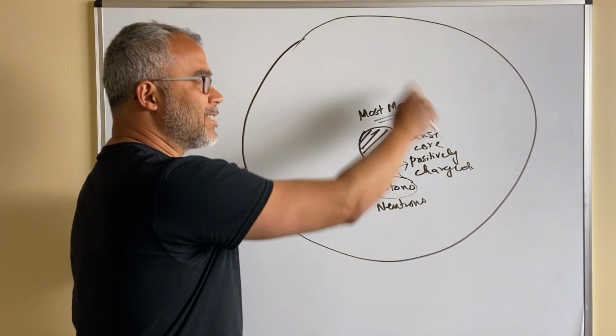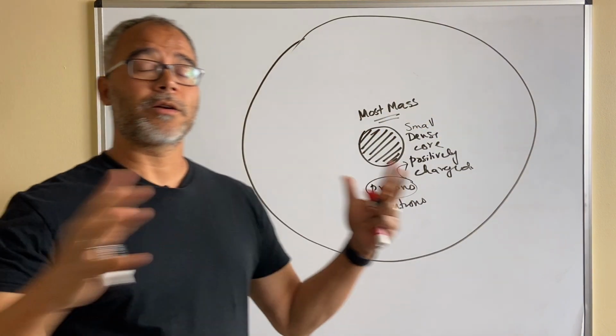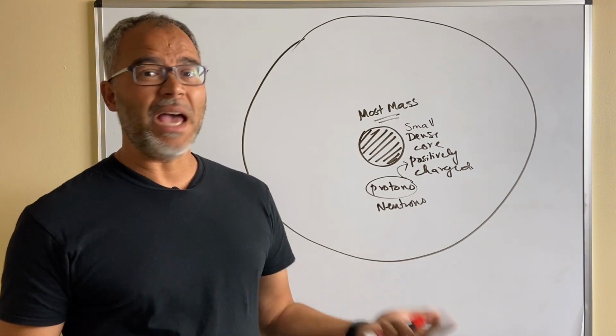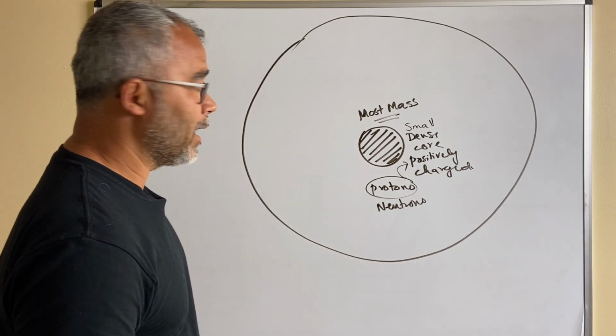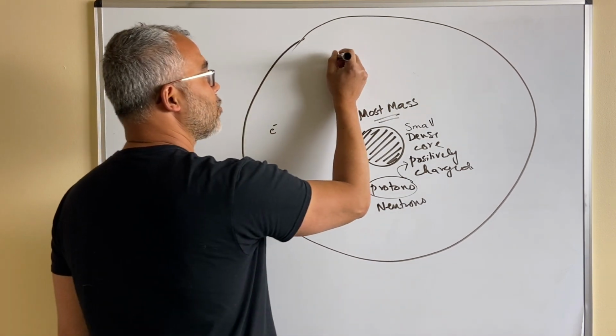Now, outside of the nucleus, so all the space outside of the nucleus is very sparsely populated. So that's like a lot of space, but there's barely anything there. And the only thing that you'll really find out there is these little electrons, okay?